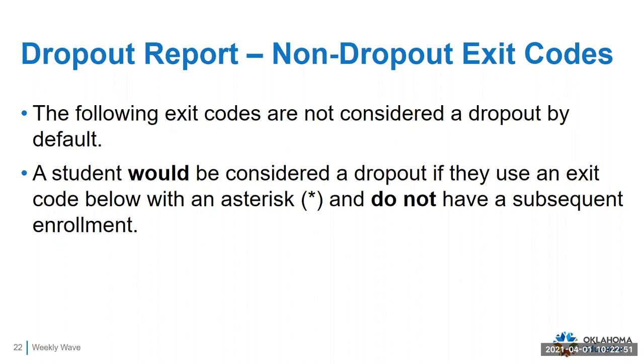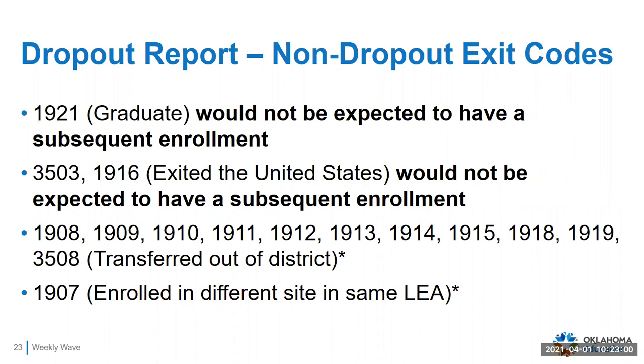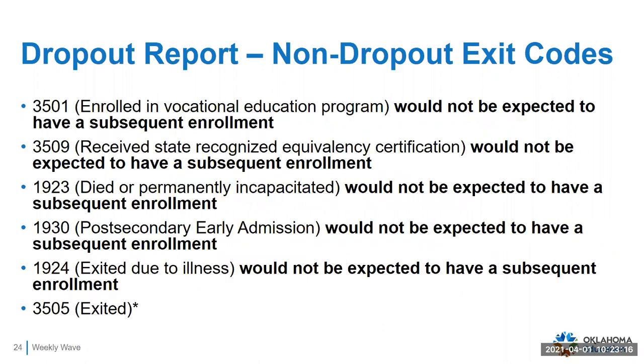I'll get into something else related to some things I'm seeing in the chat in just a moment. But here you go. So we have all of our exit codes here, and whether or not, if you're using that code, we are expecting to see a subsequent enrollment. So again, for that 3505 code, if you're using that and you're expecting for a student to return, they will show as a dropout.